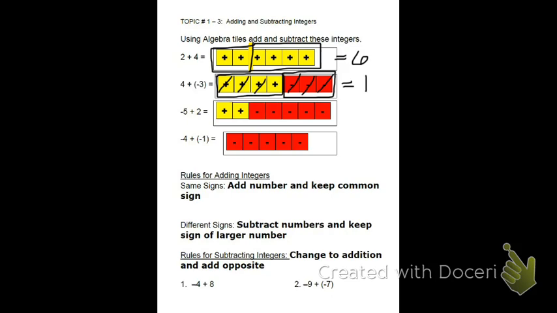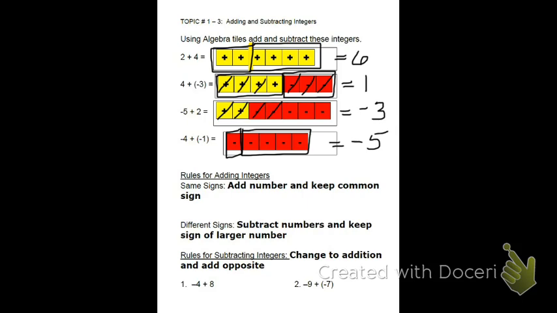Here I've set up 2 positives and 5 negatives, canceling out a positive negative, a positive negative. What are you left with? Negative 3. The last one of this example, negative 4 plus a negative 1. So I've put 1 here and 4 next to it. There's nothing that can be canceled out, so you add up all of the negative tiles. So this one would be negative 5.